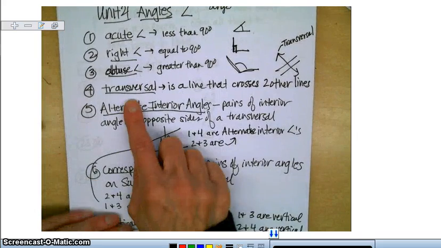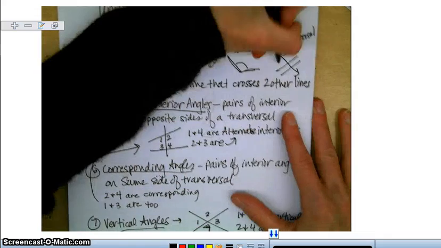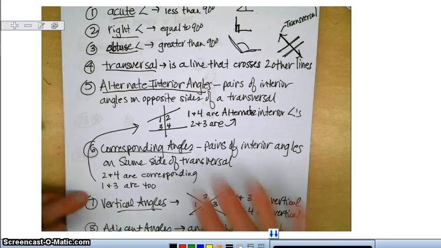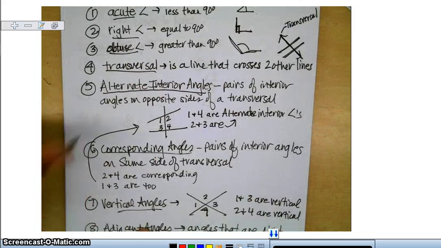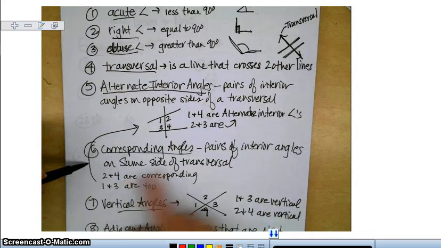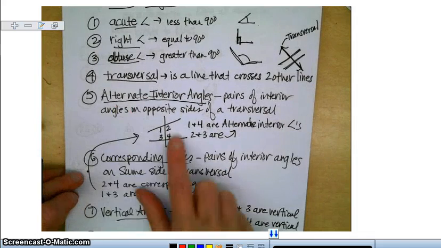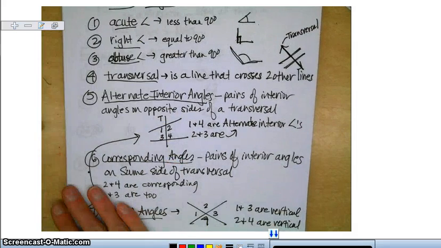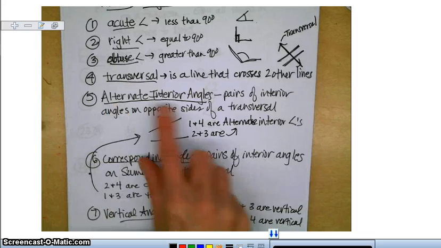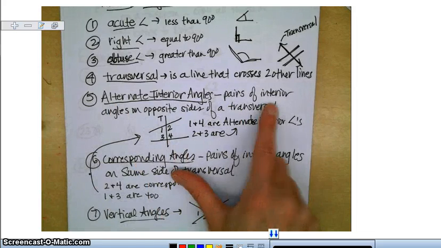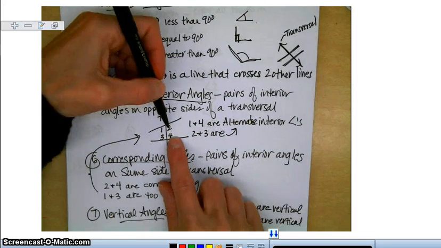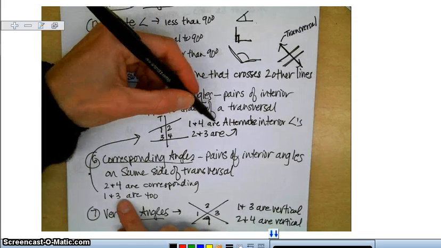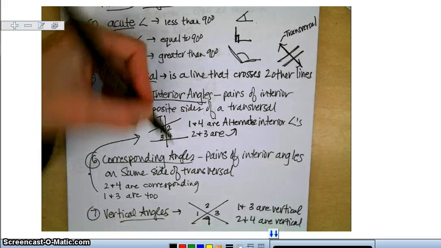A transversal is a line that crosses two other lines. So here's two lines. This is the transversal because it crosses them both. And these next theorems are about transversals. So if you have two lines and a transversal, the one with the T is the transversal. Alternate interior angles are pairs of interior angles, so inside the two lines, that means interior, that are on the opposite side of the transversal. So 1 and 4 are alternate interior angles, and so are 2 and 3.